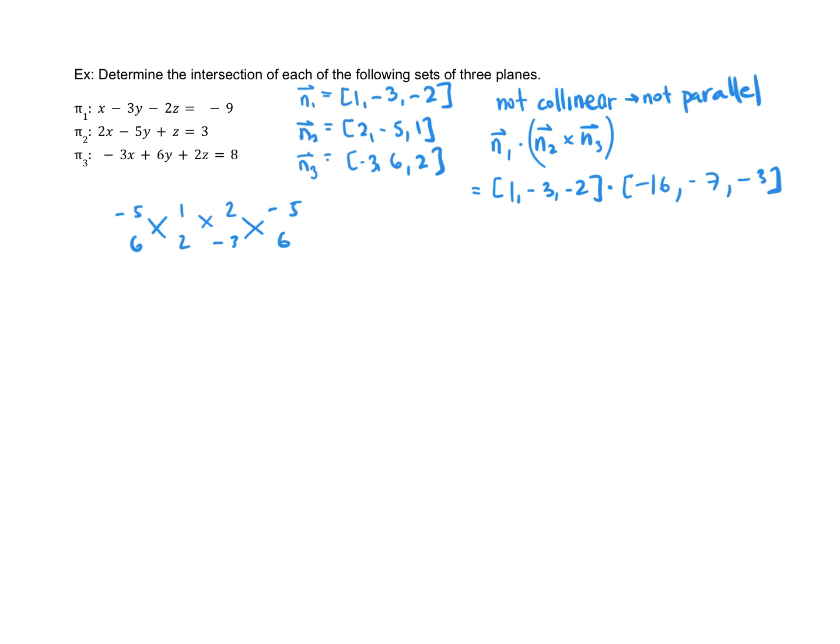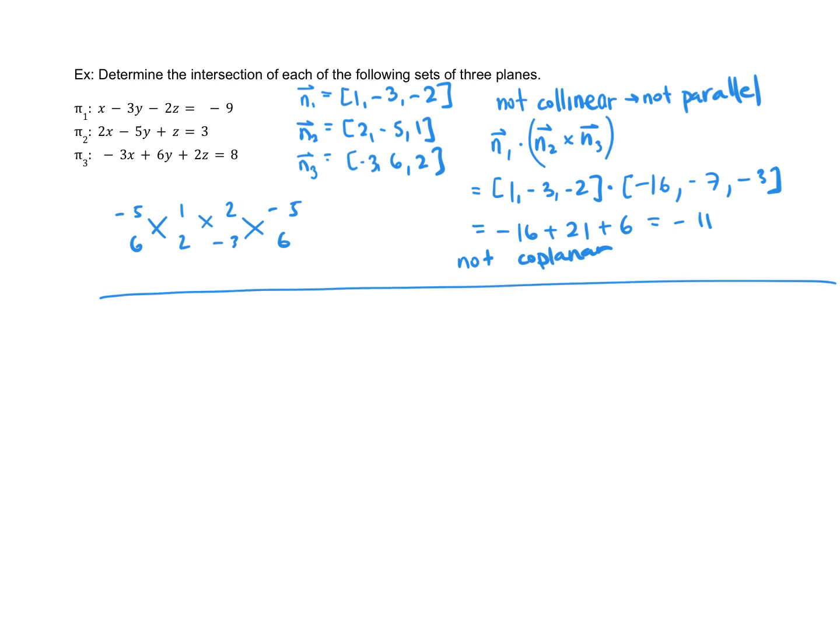12 minus 15 is -3. And now we can go ahead and do that dot product. So that's going to be -16 plus 21 plus 6, which is -11. So not coplanar. So with the fact that the normals are not collinear, not coplanar, that means we're going to have a point of intersection. So let's get to the solving.